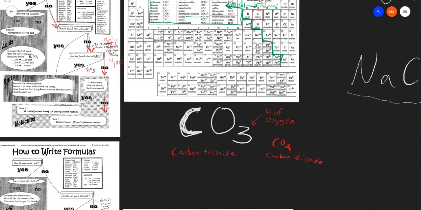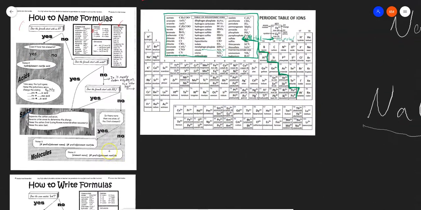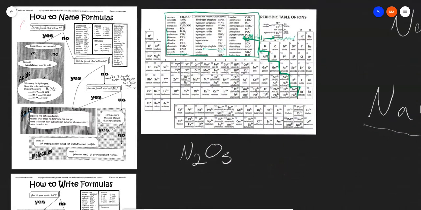All right, let's do at least one more example, okay? I'm just going to get rid of my scribbles here. All right, so let's do something fun. Let's do N2O3. What is that name? N2O3. We can figure it out by using our flowchart.